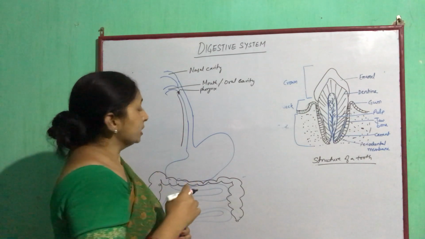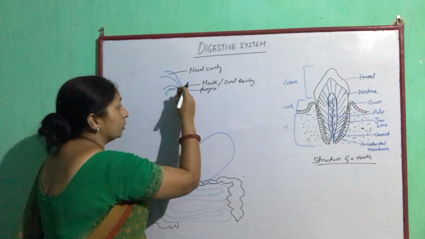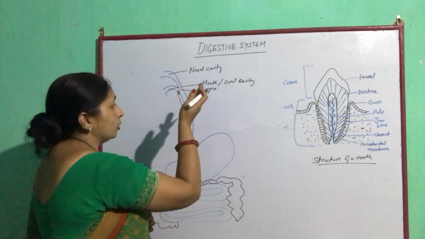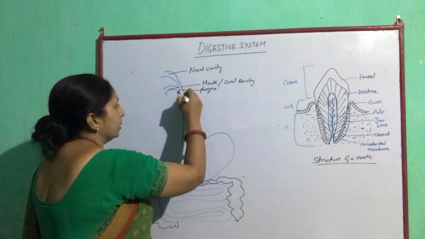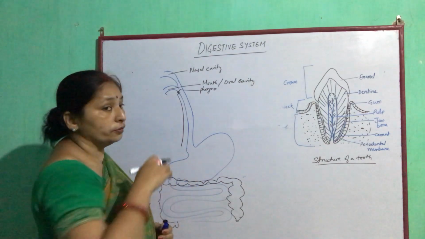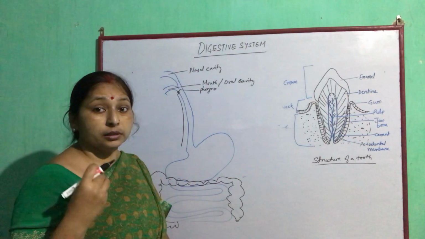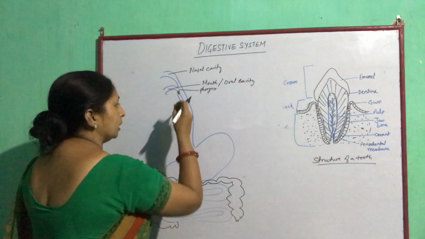It is always advised not to speak when you are eating something, because there may be chances that this epiglottis or this flap may remain open and the food may enter the windpipe instead of entering into the esophagus. So that's why we must avoid speaking while eating something.